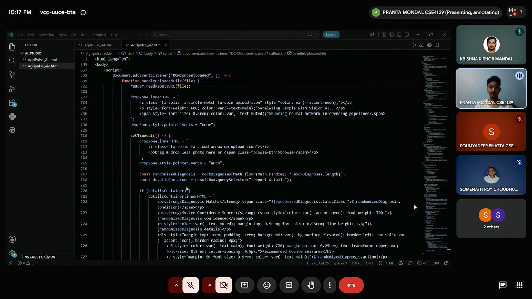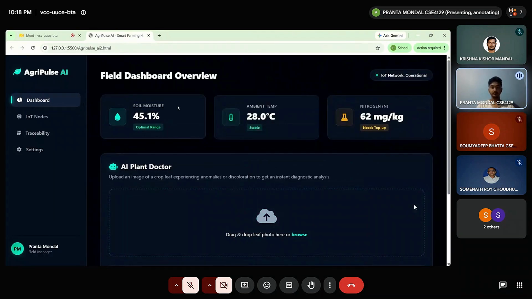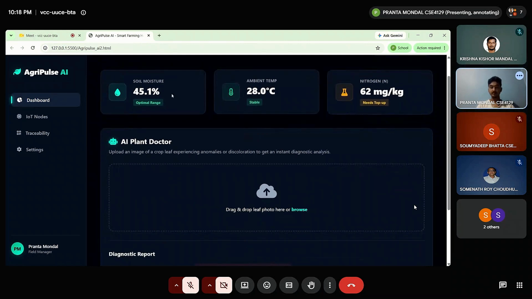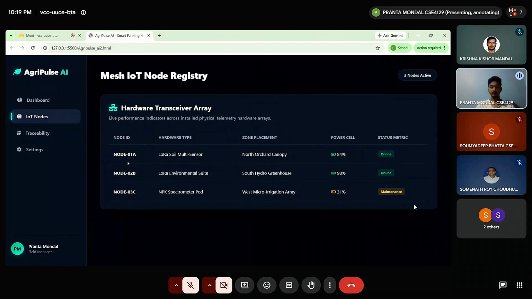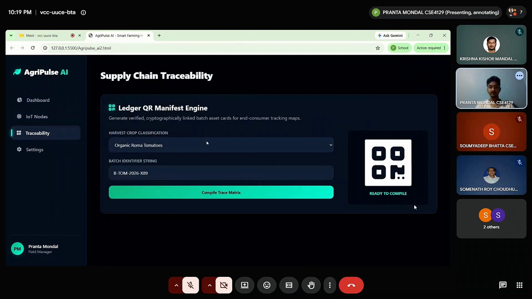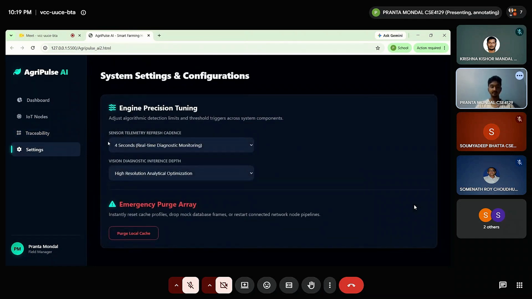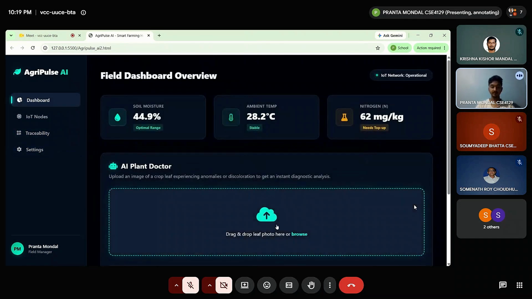And our code works like this, sir: suppose I upload a picture of a leaf. So this is the dashboard. There is soil moisture, ambient temperature, and the level of nitrogen in the soil. And these are the IoT nodes, with every node ID here. We upload, and this is the traceability. And here are the settings. Sir, I will show you an example.